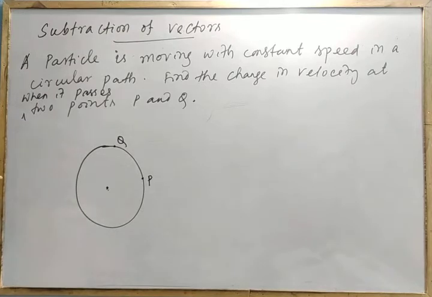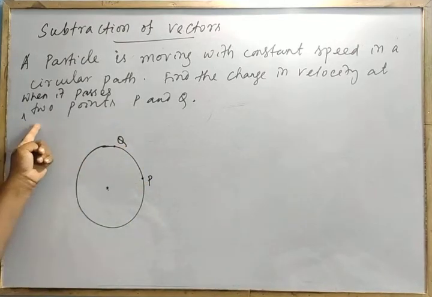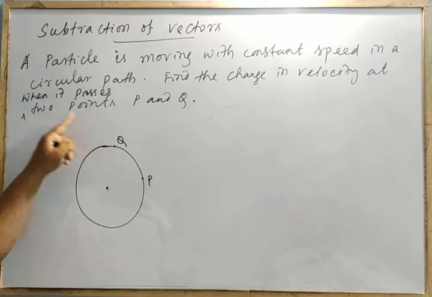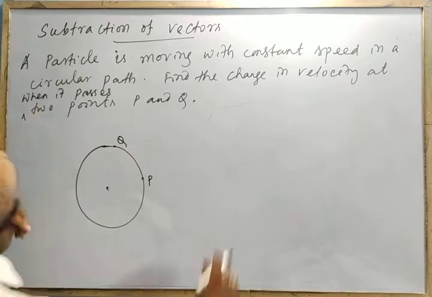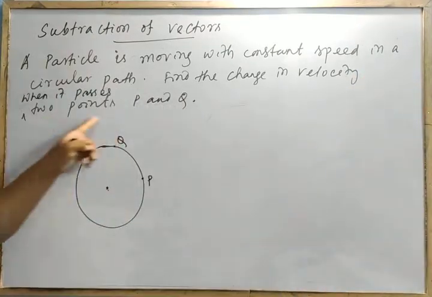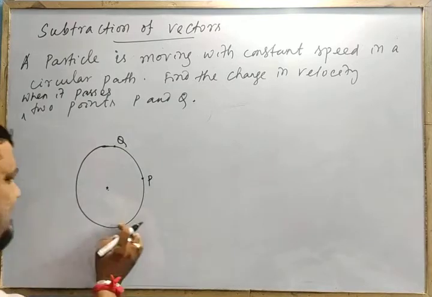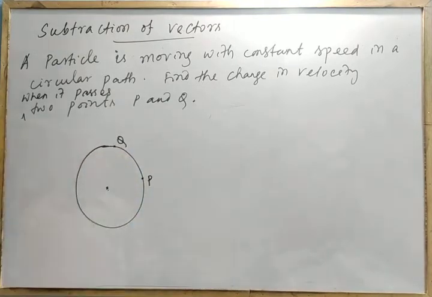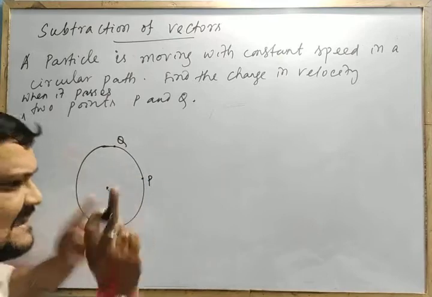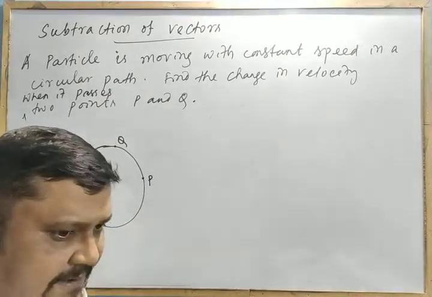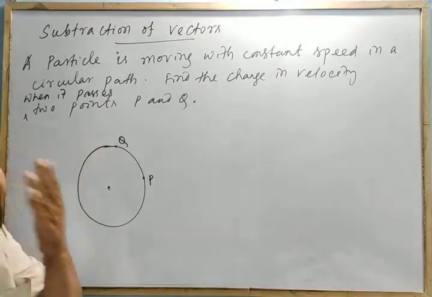Now the question I ask: find the change in velocity when it passes two points P and Q. When the particle passes P and Q, naturally at point P it has a different velocity, and at Q it has another velocity.